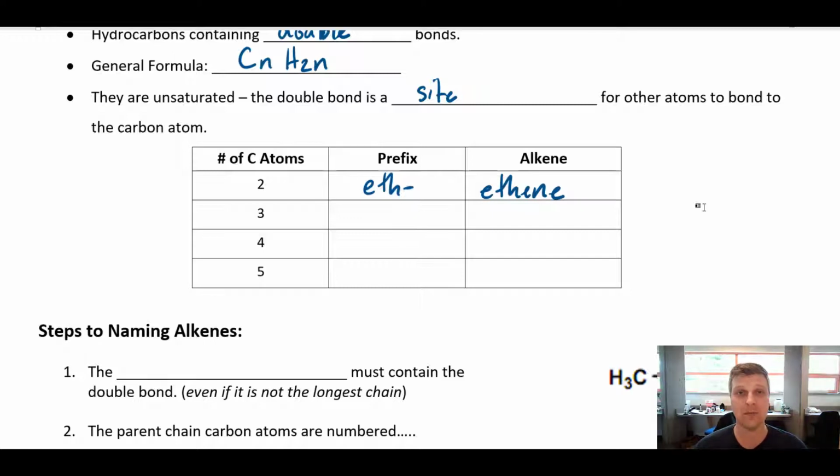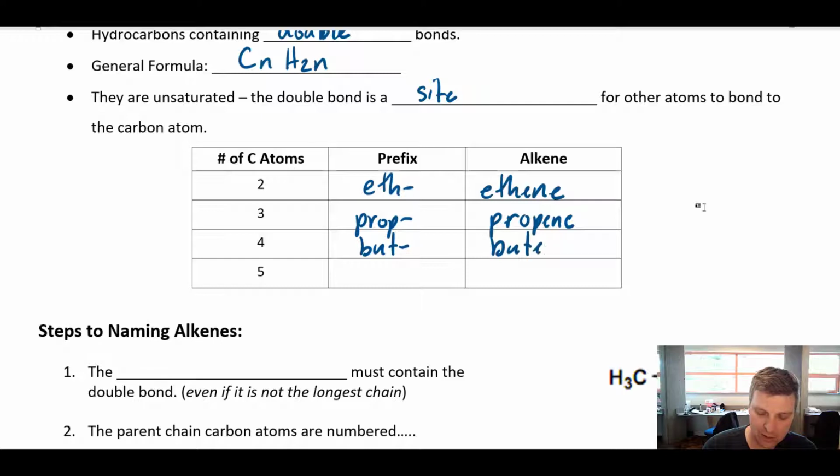And why are these names so ridiculously similar to each other? I don't know. I didn't invent them, but we're stuck with them anyways. So the prefix prop would give me the alkene of propene. And the prefix but would give me butene. And the prefix pent would give me, no big surprise, pentene.